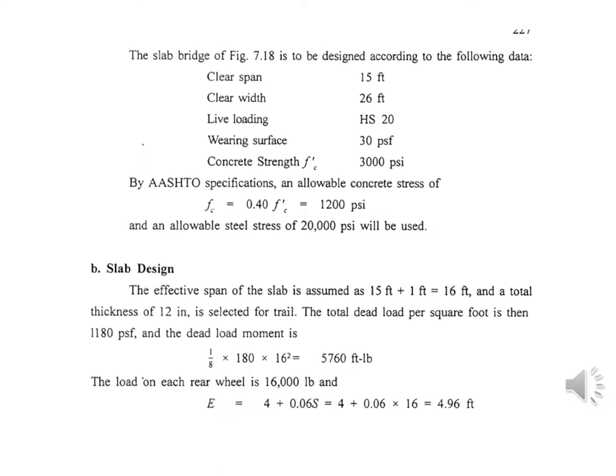Load on each wheel, P is 16,000 pounds, so E equals 4 plus 0.06 S, which equals 4 plus 0.06 multiplied by 16, equal to 4.96 feet.